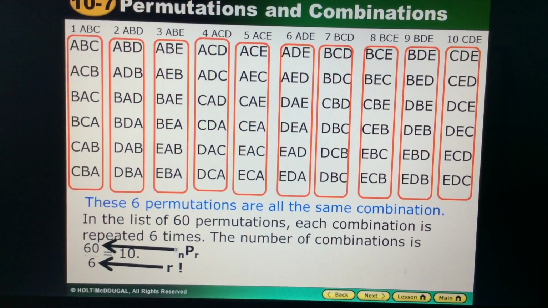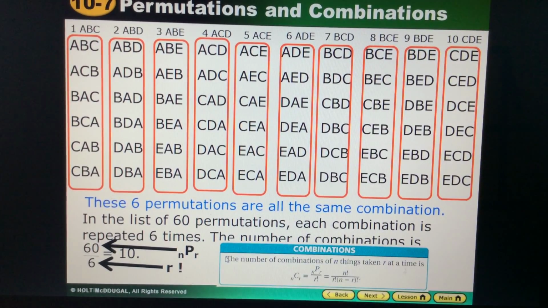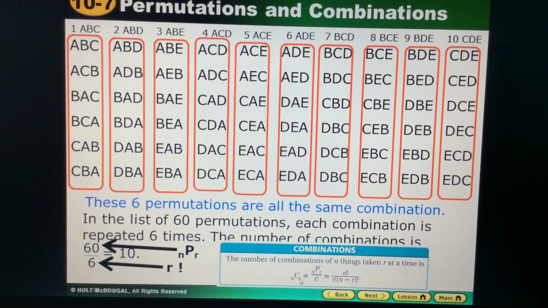So now the permutation of n things taken r at a time, which is 60, divided by this r factorial, which is 6, will give you the 10. And this works every time. So our combinations formula is going to be the combination of n things taken r at a time, where order is not important. Means you're going to take the permutation where order is important of n things taken r at a time and divide it by the factorial of the r.